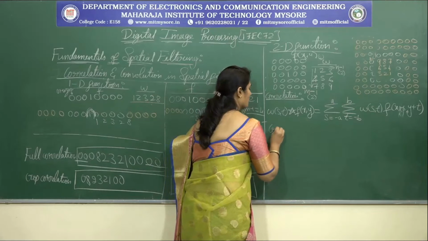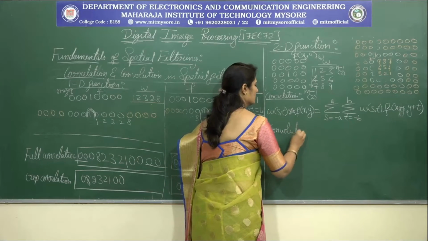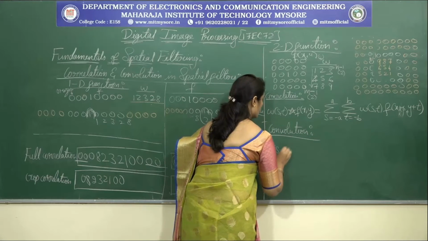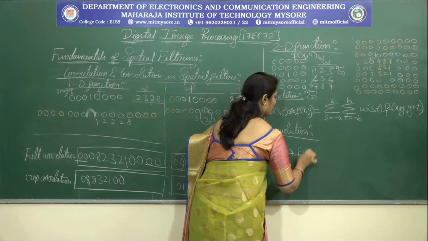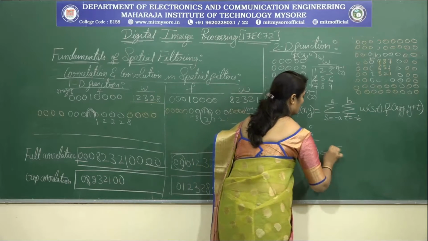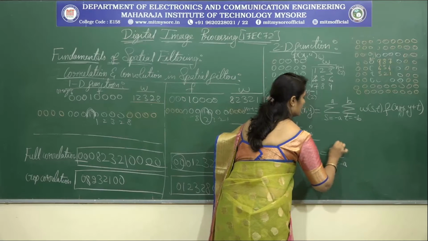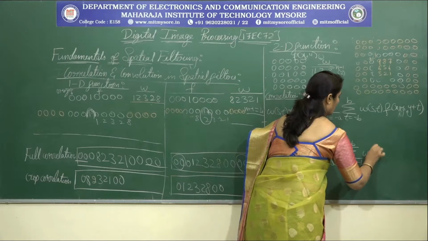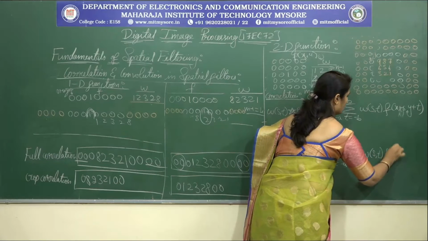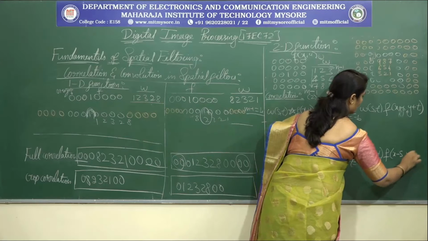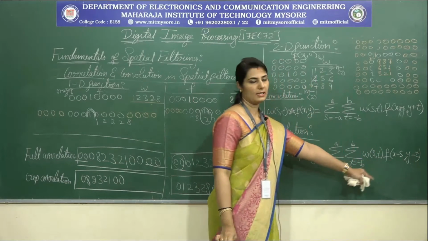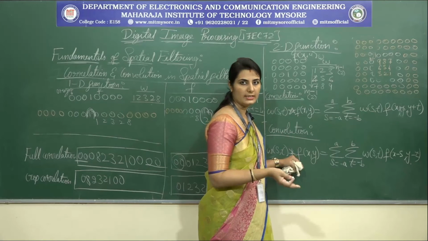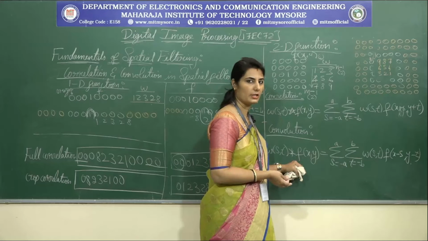So the general expression for convolution is w(s,t) convolution f(x,y) is equal to summation s equals minus a to a, t equals minus b to b, w(s,t) f(x minus s, y minus t). Minus s, minus t, because the mask coefficient is rotated 180 degrees before performing the convolution operation.